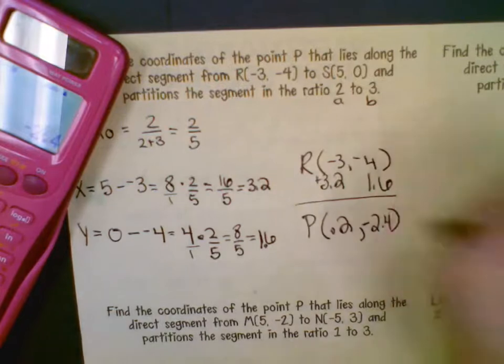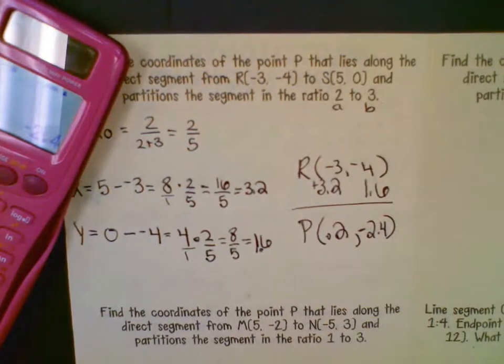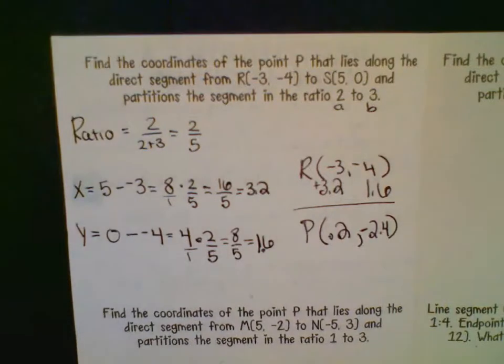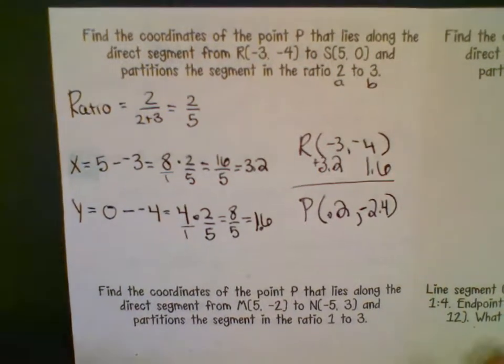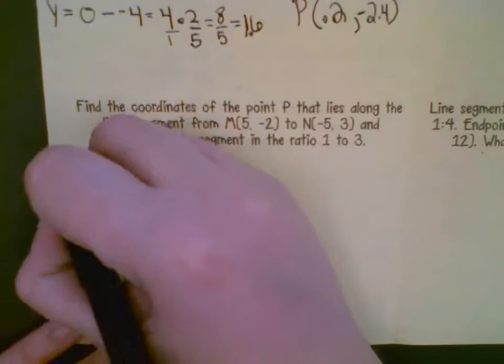Yeah, -2.4. And that's it. That's the point that splits it. Okay, so let's try one more together, and then you guys can do one by yourself. So let's look at the one below that. So find our ratio.